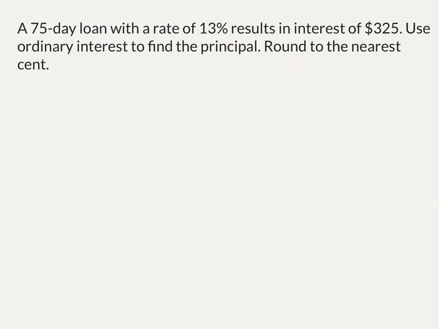A 75-day loan with a rate of 13% results in interest of $325. Use ordinary interest to find the principal. So we'll use the simple interest formula again, but this time we want to find the principal, not the interest. Usually we have the simple interest formula, which is I equals P times R times T, but we want to solve for the principal this time.